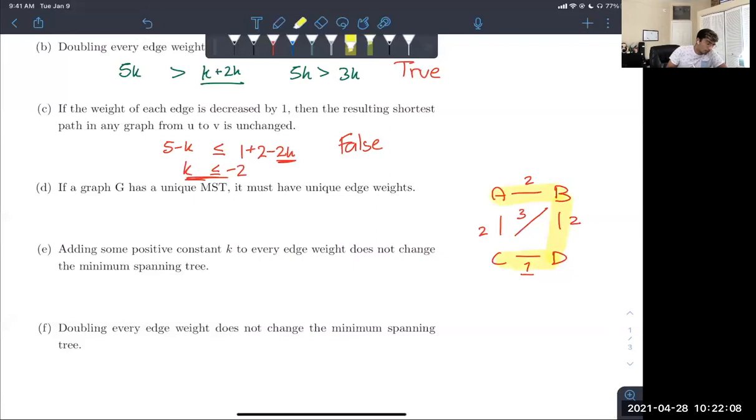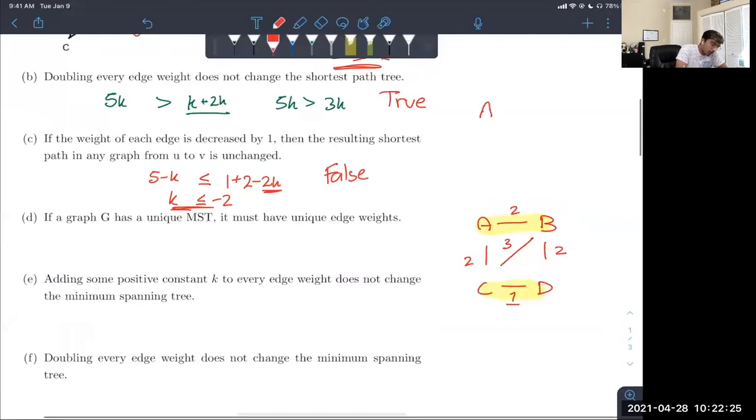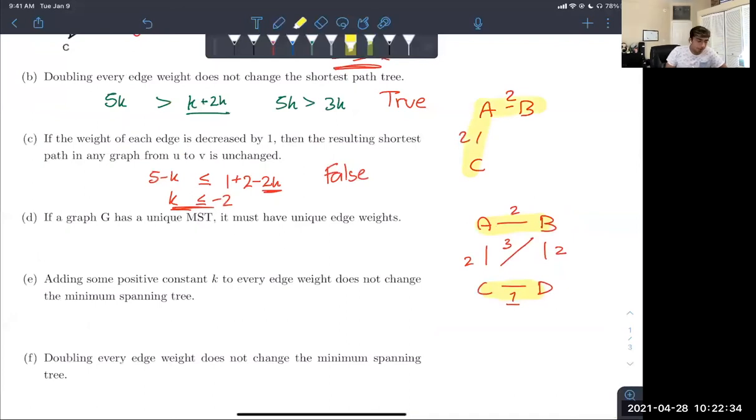So now, here's a problem. The question says, if I have a unique MST, I must have unique edge weights. In this case, I do not have a unique MST. I could have also picked this one. But let's look at a different example. Let's say that A, B, C are the only options, this was our total graph, and we're trying to find the MST. This is the only possible graph we can create. Therefore, it is a unique MST, but it does not have unique edge weights. So therefore, the statement is false.